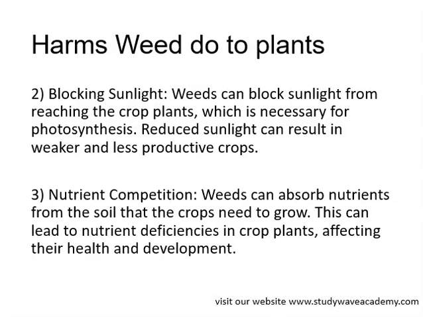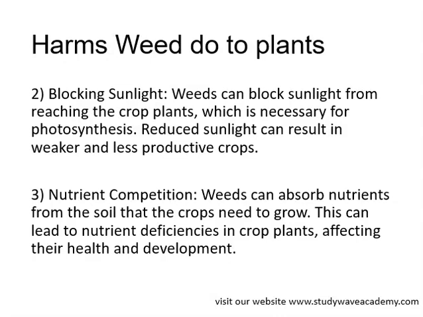The crop plant which you have planted becomes weaker and it will be less productive, or it will not even produce at all. So weed is very harmful to our farm, to our crops that we planted.